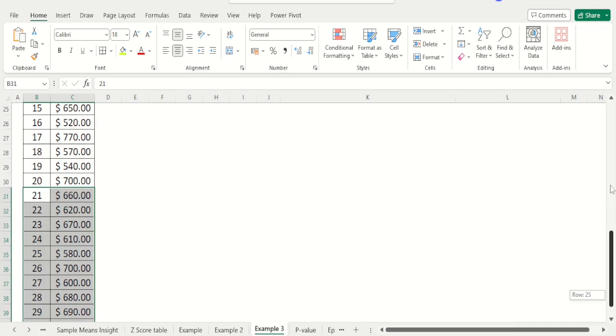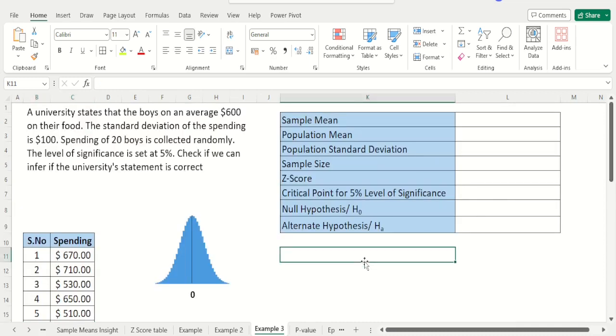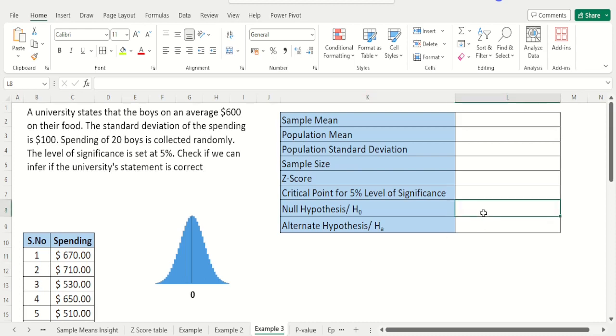Now, the third example: let's say that a university states that the boys on average spend $600 every month on their food. Let's say this is at a university, and this is the claim of the university. Remember that this will become our null hypothesis. The claim states that boys on average spend $600. This becomes your null hypothesis.